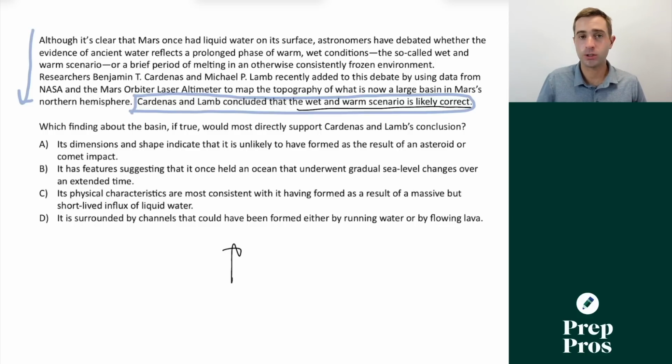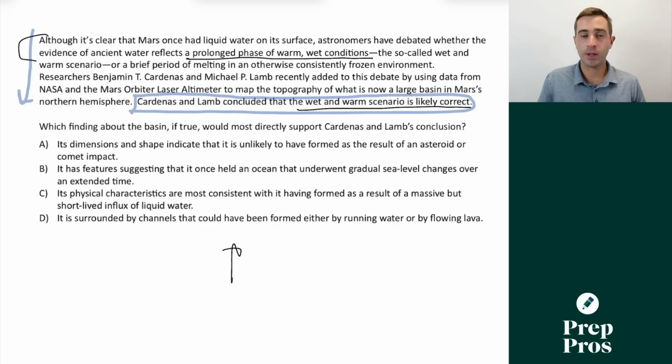Everything on the SAT is right for 2 simple reasons. It's answering the question and it can be justified by information in the text. So here we see, looking back at our first sentence, although it's clear that Mars once had liquid water on its surface, astronomers have debated whether the evidence of ancient water reflects a prolonged phase of warm-wet conditions, the so-called wet and warm scenario, or a brief period of melting in an otherwise consistently frozen environment. That's all we get here.